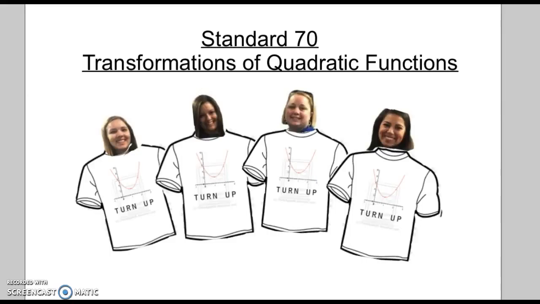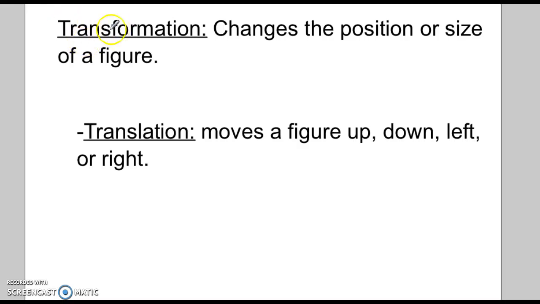Okay, this is standard 70, transformations of quadratic functions. A transformation changes the position or size of a figure. There are different types of transformations, but right now all we're going to focus on is a translation. Another word for a translation is a shift, just a simple word. It moves a figure up, down, left, or right. So in other words, it shifts left, right, up, or down.